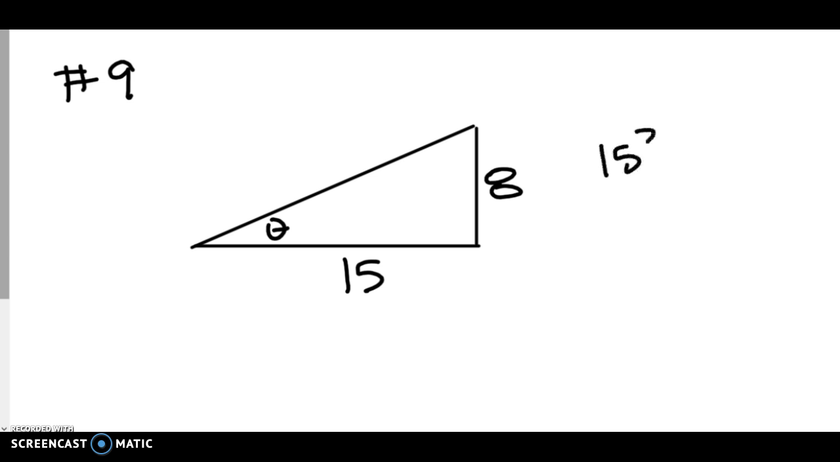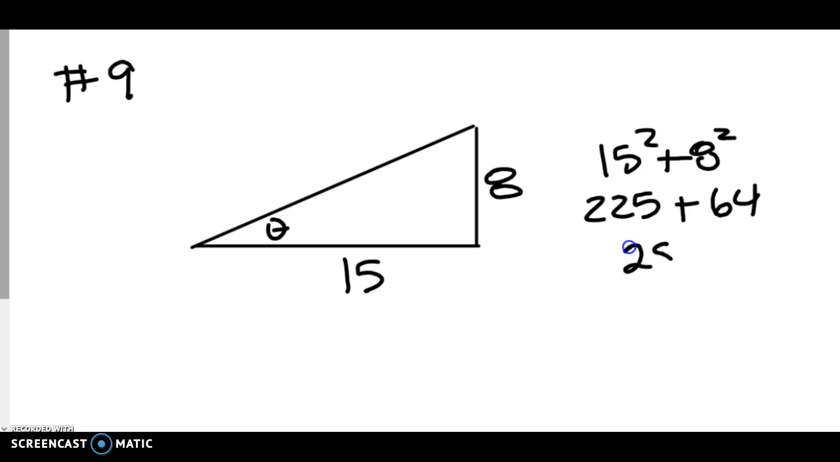Well, we know that 15 squared plus 8 squared, 225, check my math, plus 64, gives us a sum of 289. If we take the square root of that, we see that our hypotenuse has a value of 17 units.